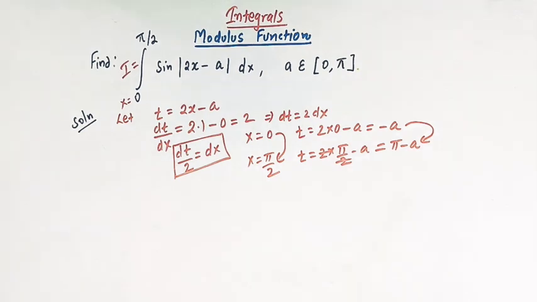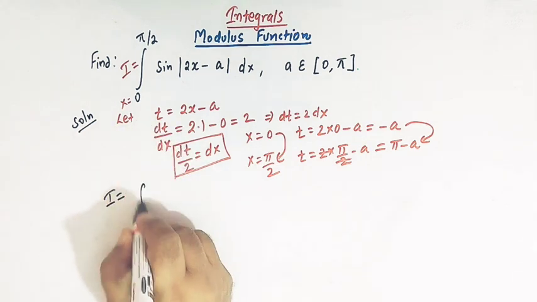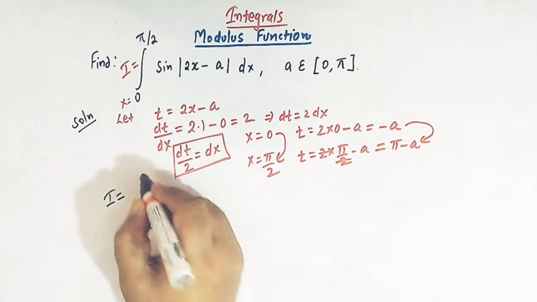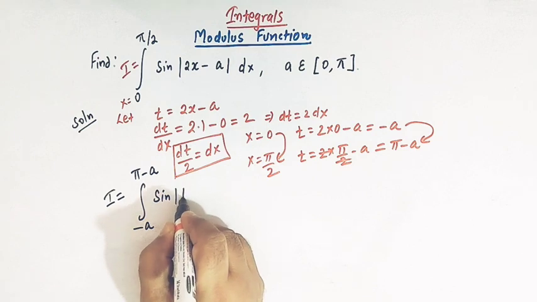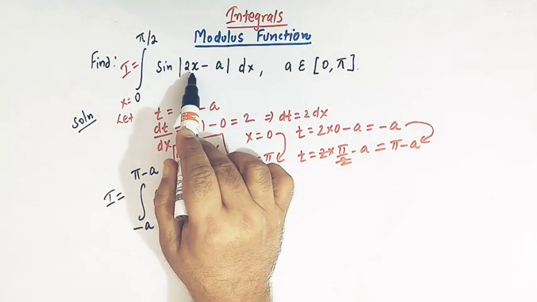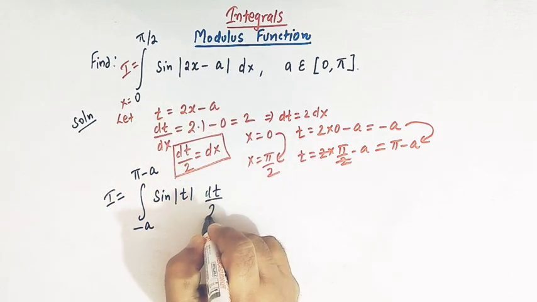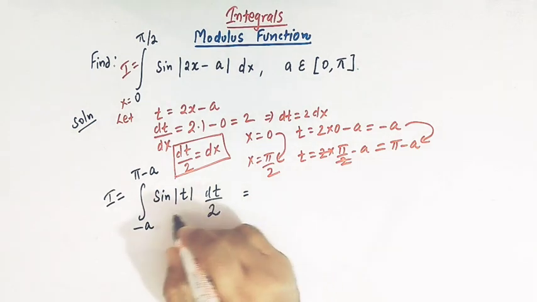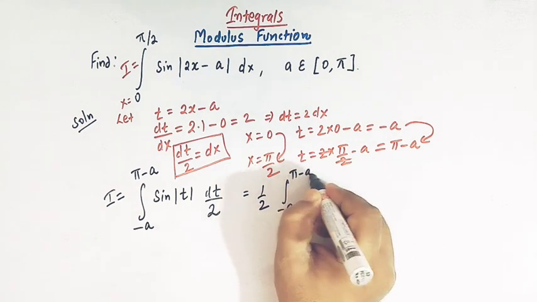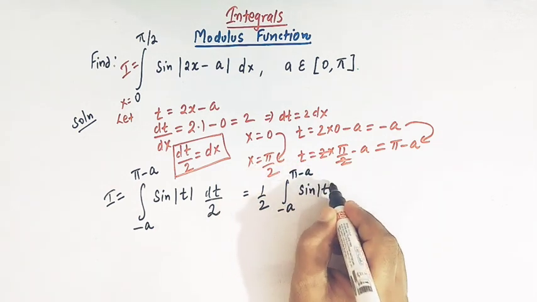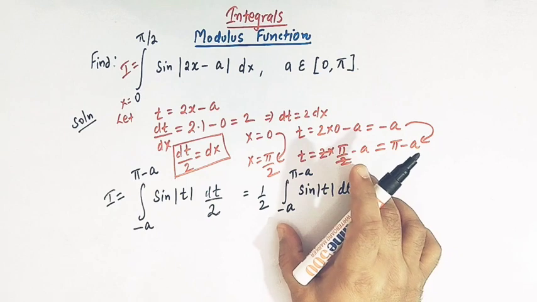So now this integral I can be written in terms of t as minus a to pi minus a, and here we have sine of mod of t, right? Because 2x minus a is t, and for dx we can now write dt over 2, right? We can take half outside the integral, so we have minus a to pi minus a, and here we have sine of mod of t dt, right? So viewers, now we have this integral to evaluate.